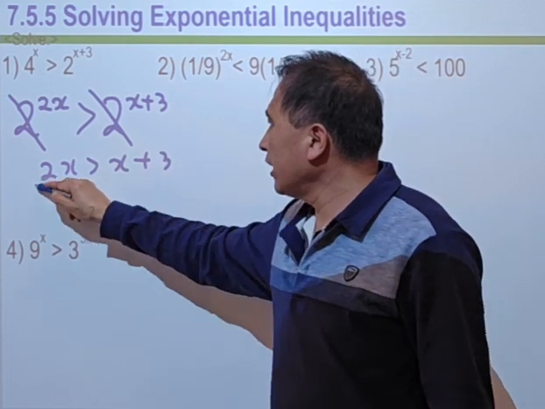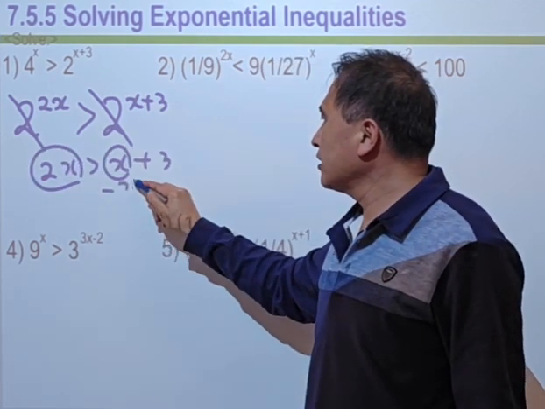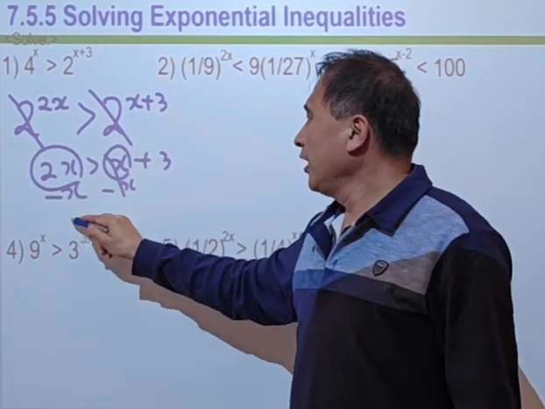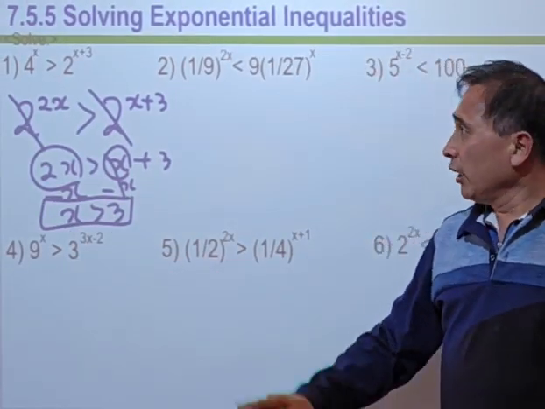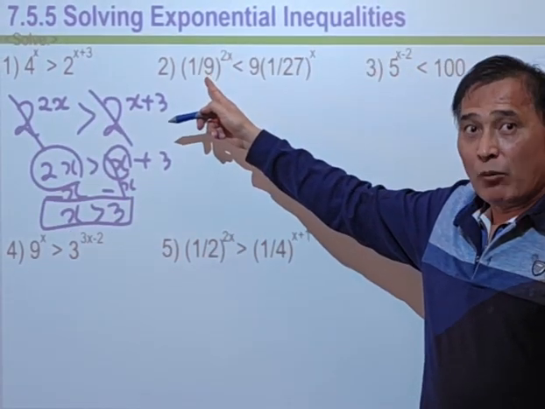Easy, simple. You need to combine the variable first, right? So minus x, it cancels out. x bigger than 3, that's the answer. Simple. But this is like a 1/3, 1/9.